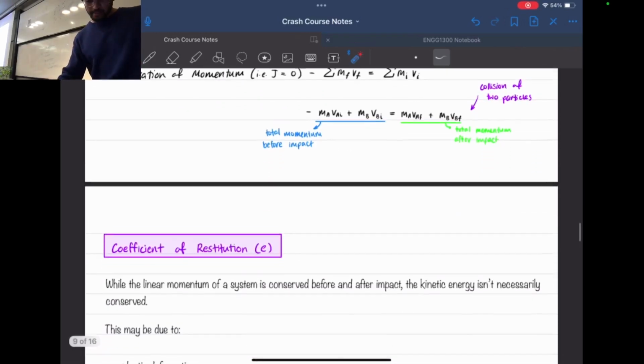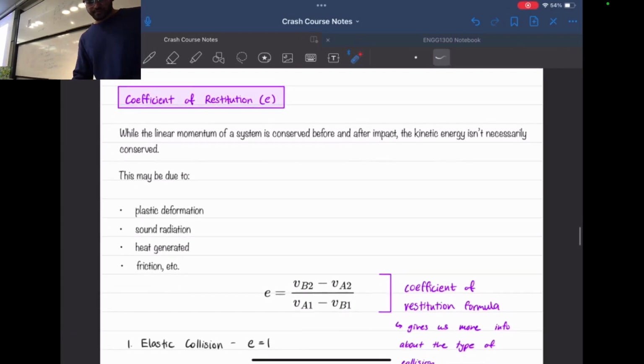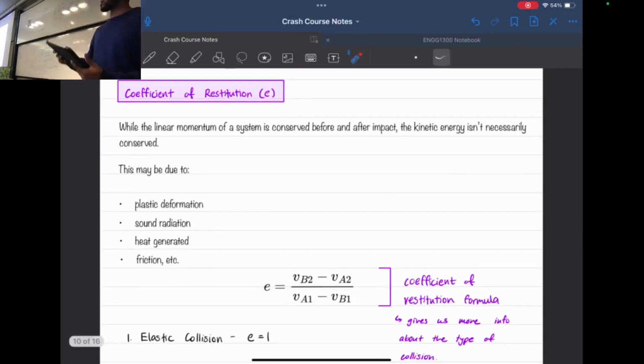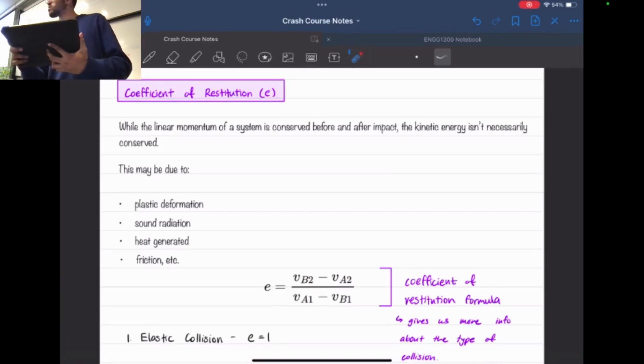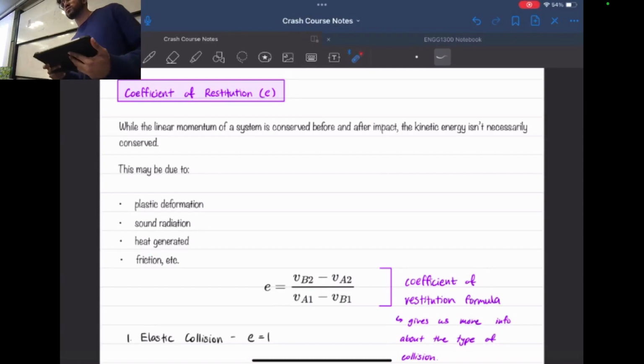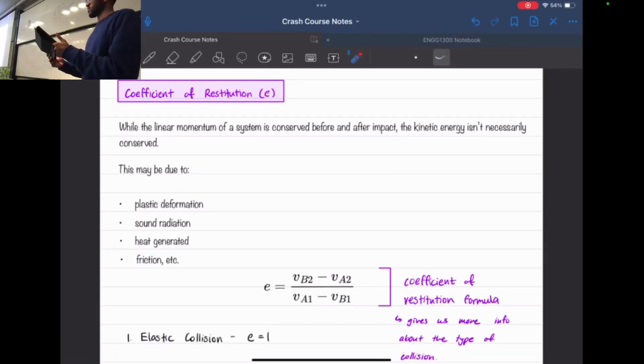Okay. Coefficient of restitution. Does Weigel go through coefficient of restitution? Henry? Does Weigel go through coefficient of restitution? Yes, he does. He does?